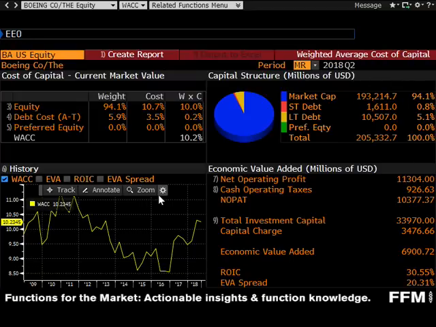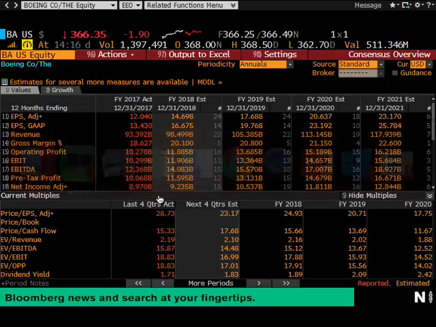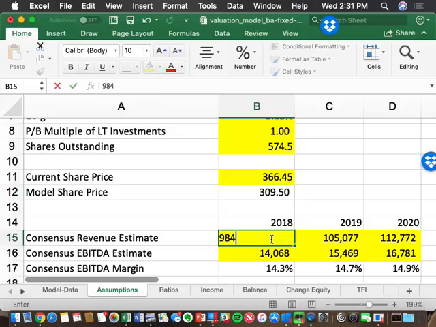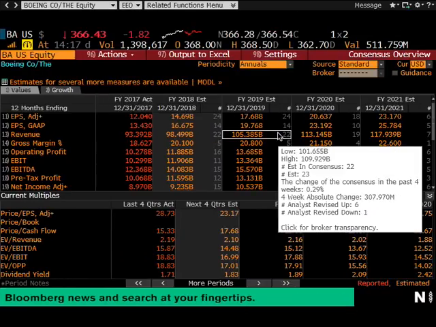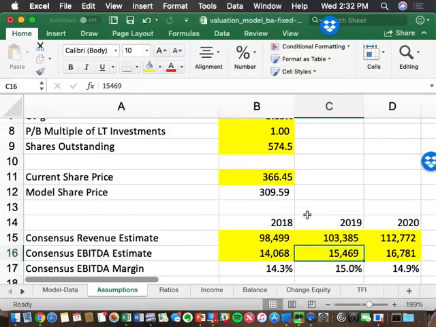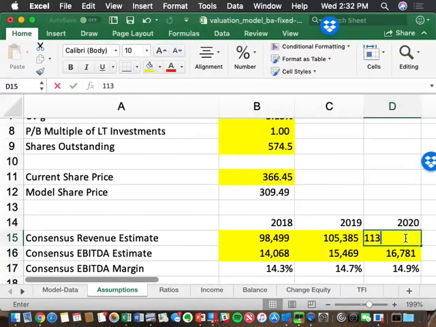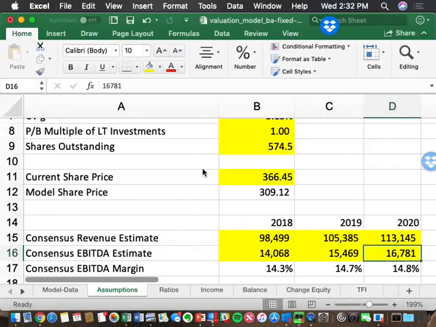So EEO, what do we got here? 98,499. 98,499. It did change. 105,385. Not much, but it did change. 105. Oh, yeah, 105. And 113,145. And the EBITDA 14,083.